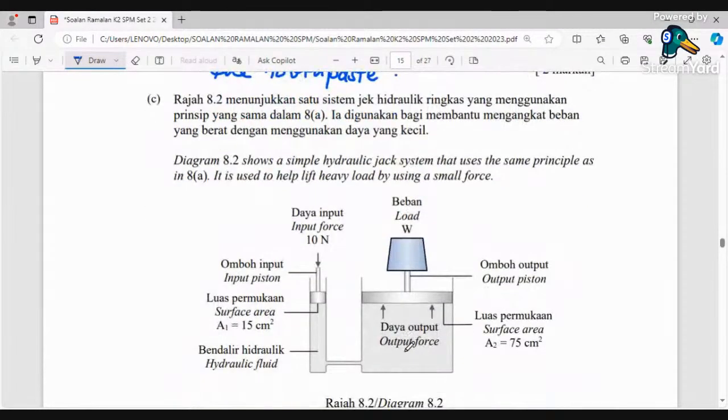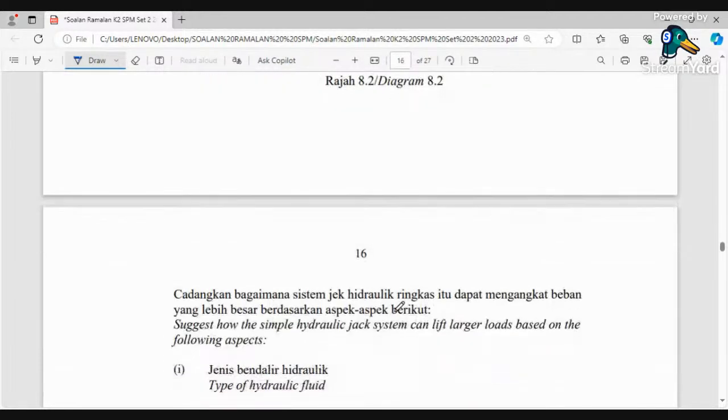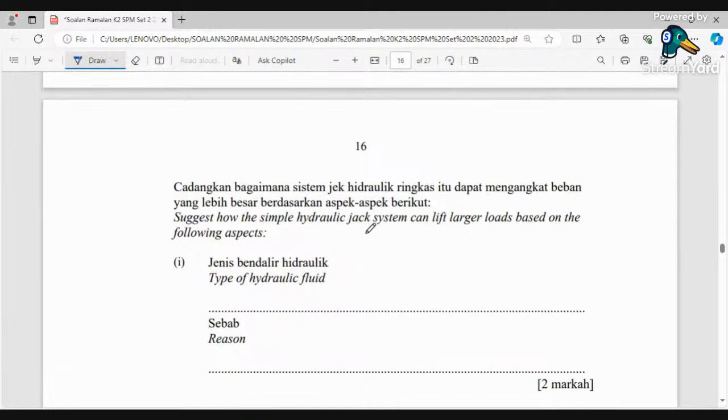Okay, see, diagram 8.2 shows a simple hydraulic jack system that uses the same principle as in 8A. Help to lift heavy load by using small force. Kita ada small piston and large piston. Yang small ini ialah input. Okay, yang large ialah output. Okay, they also give you the area of piston A1 dengan A2. Okay, next question. Suggest how simple hydraulic jack system can lift larger loads based on following aspect.